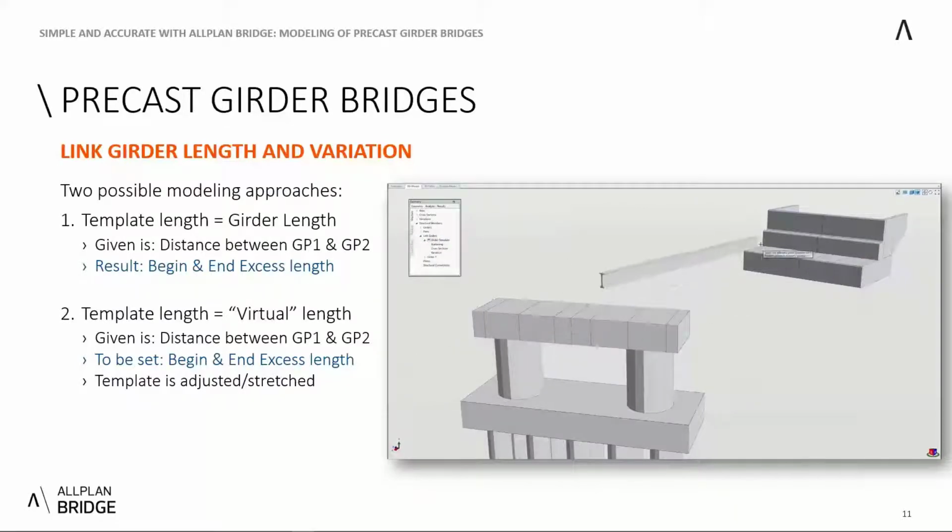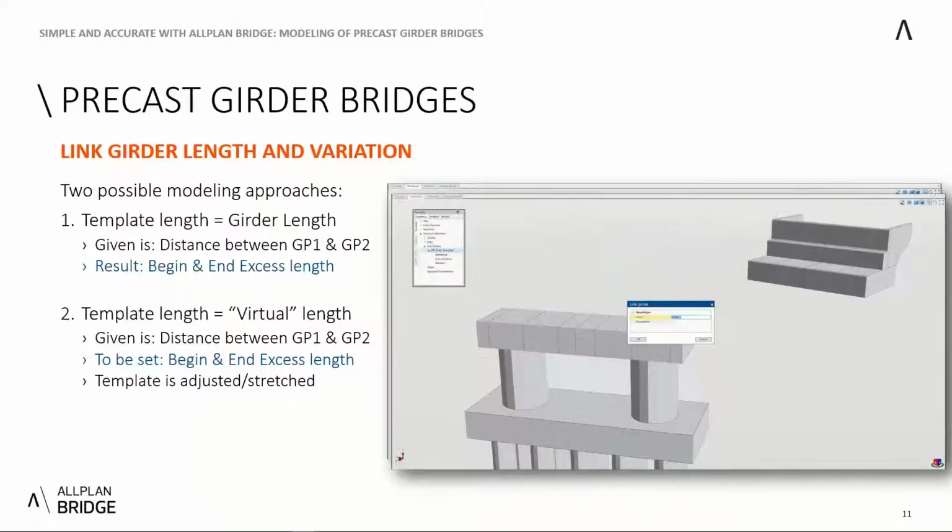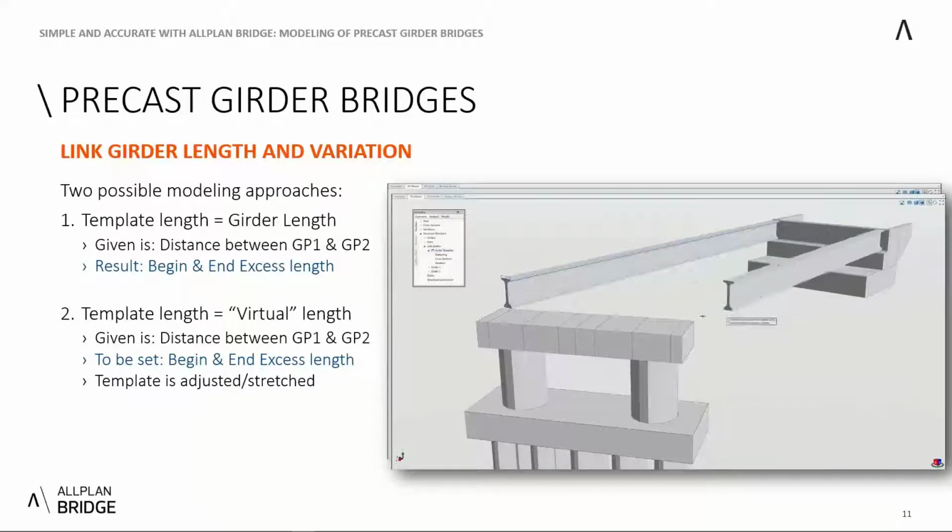In case the length of the template represents also the length of the final girder, the begin and end axis length results from the difference between the template length and the distance between the reference points GP1 and GP2. In the second option, the length of the template does not play an important role, as the final length of the girder is given by the distance between the reference points and the defined begin and end axis length.